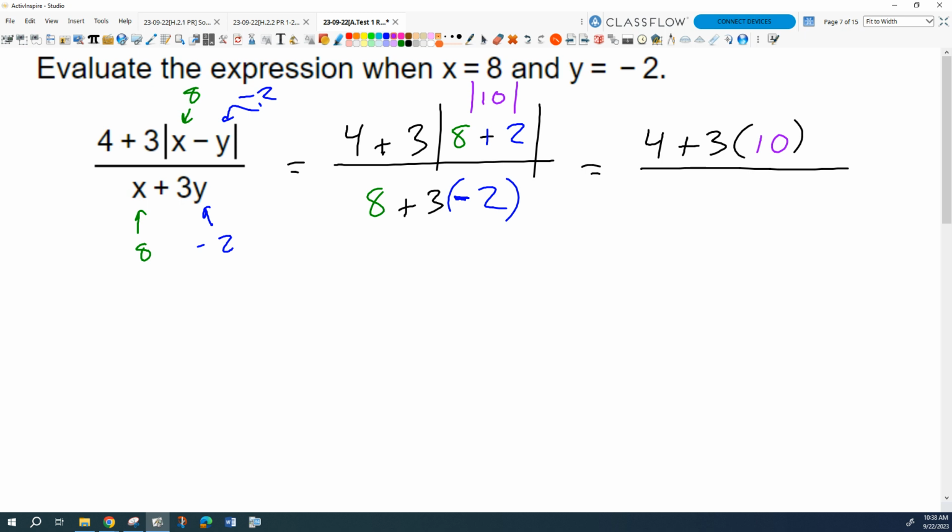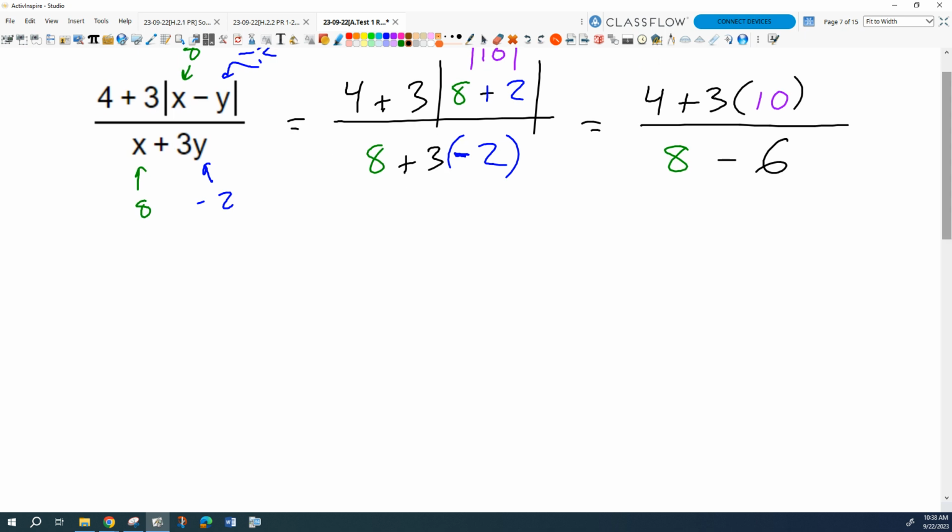Okay, on the bottom, what do I do first? Okay, 3 times negative 2. So that's going to give me 8, and then 3 times negative 2 is negative 6. So I'm going to subtract 6. Bottom's easy then, right? Okay, so next step. On the bottom, we just get 2, right?